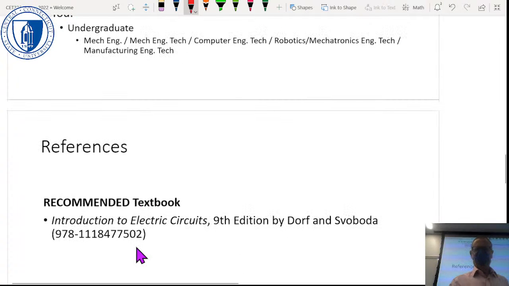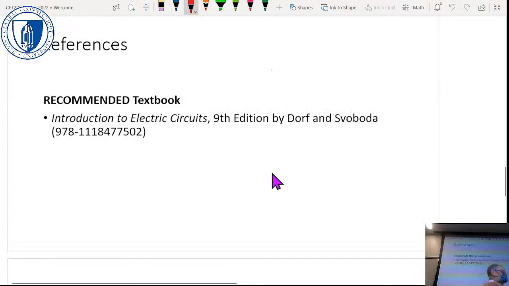So I don't have a required textbook. You do not need to have the textbook. Most of everything that I'm doing is taken out of this book. So if you need some backup, if you're not getting what you need out of the lectures and talking to me, have a look at the textbook.